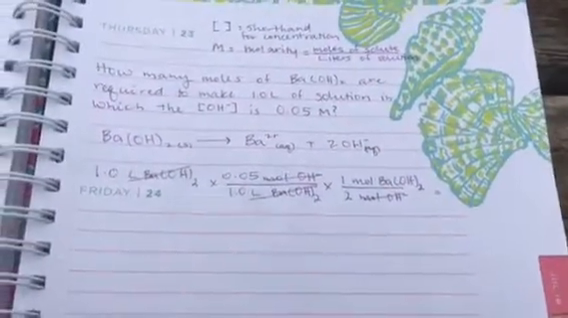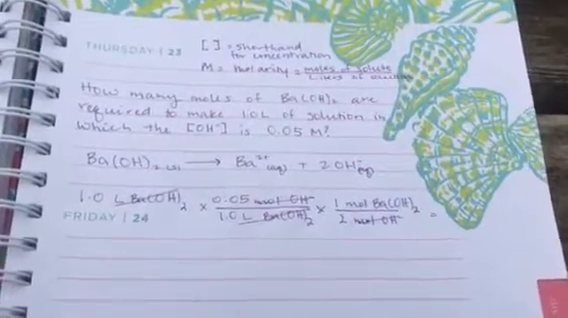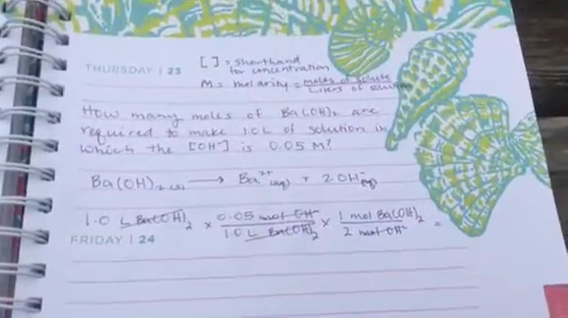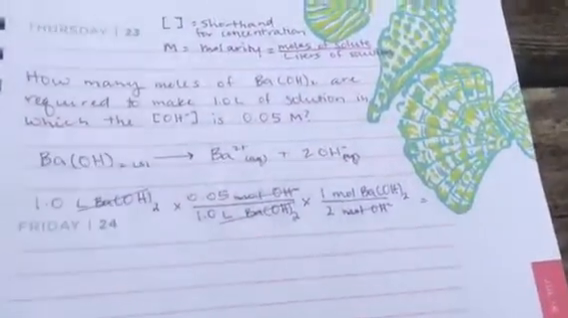Now you can put this all in your calculator, but I know that you're pretty good at math, so you probably can already see the answer right now, and it's going to be that answer A of 0.025.